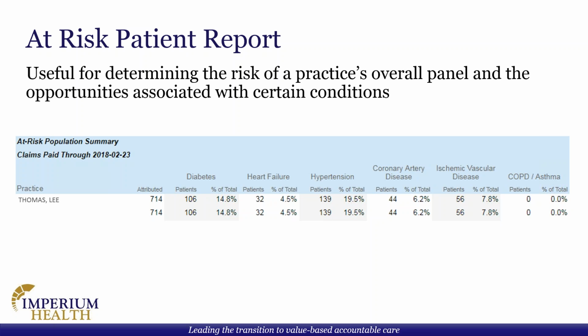If I know that I have a practice that has say 50% diabetics, 40% diabetics, even 30% diabetics, the way I'm going to think about that diabetic eye exam might be different than for a practice that has 14.8% diabetics. If I had a higher proportion of diabetics, I might be more likely to think about purchasing a retinal view.